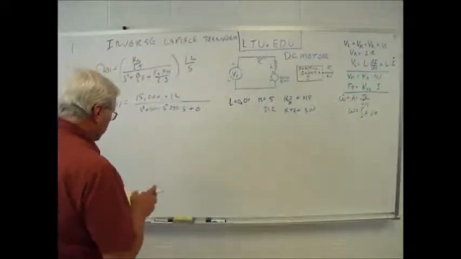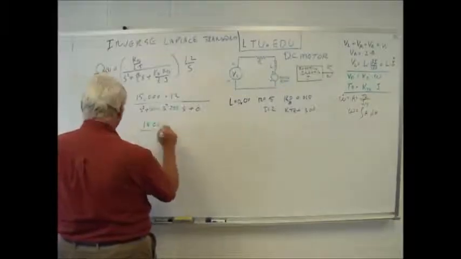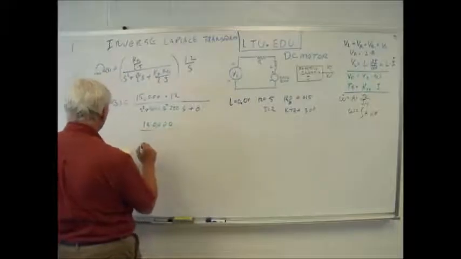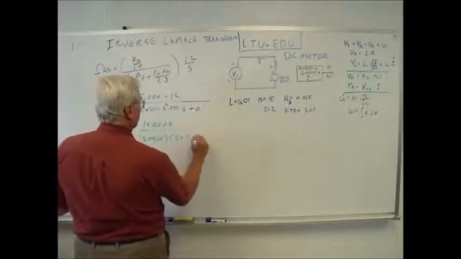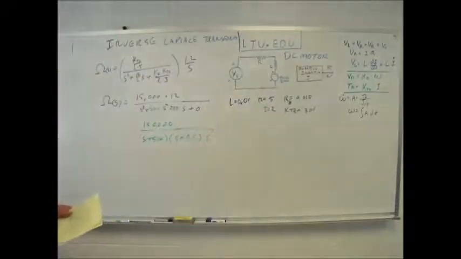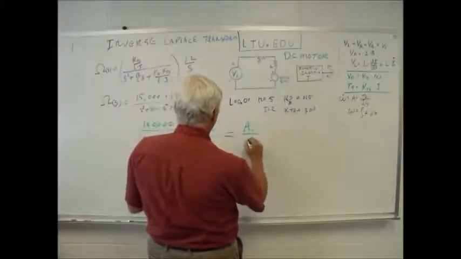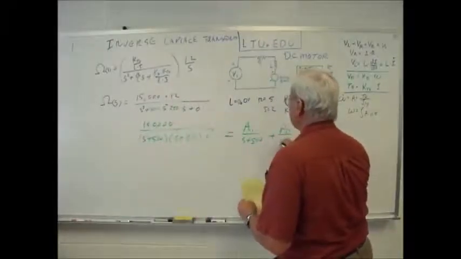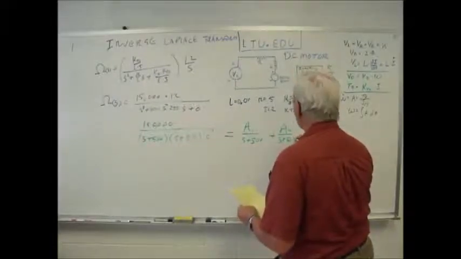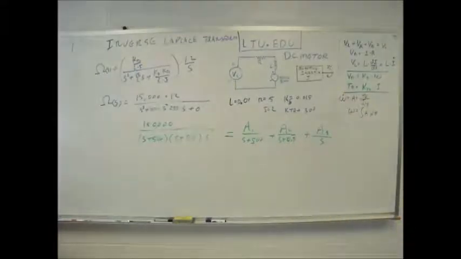Okay, I did that because then it becomes easy to factor here. So I've got 180,000 over s plus 500 times s plus 0.5 times s. Okay, so that's how I factor that out. And our partial fraction expansion tells us that that's going to be equal to some constant a1 over s plus 500 plus a2 over s plus 0.5 plus a3 over s. Okay? Now, all we need to do now is go through that thing and factor things out and find out the values of A1, A2, and A3.